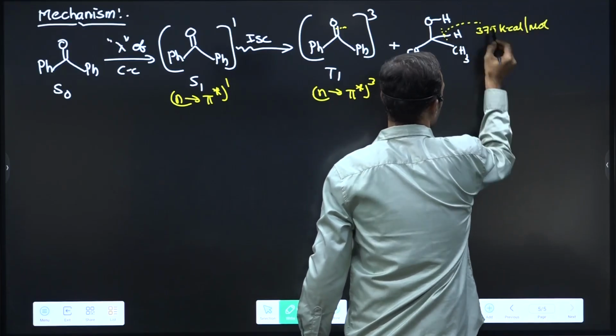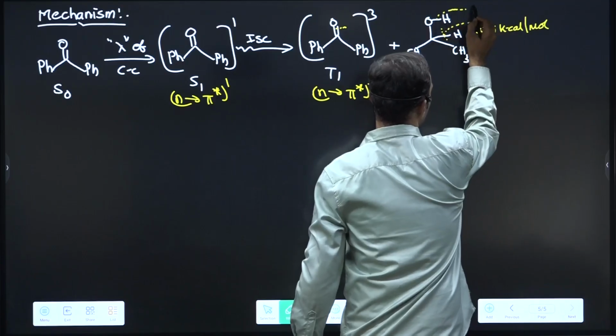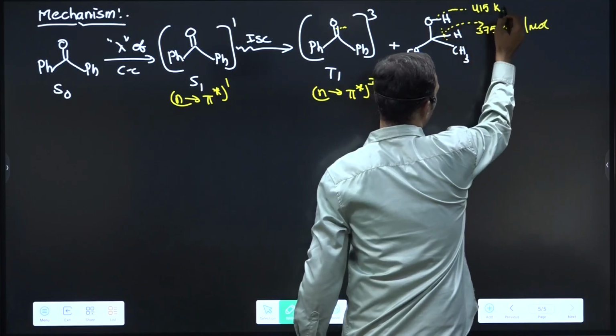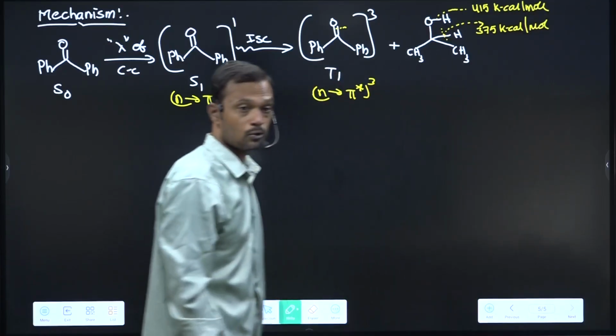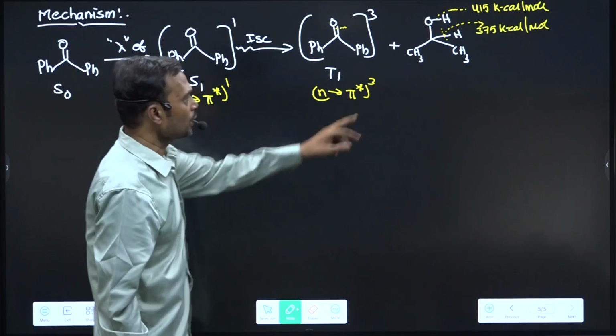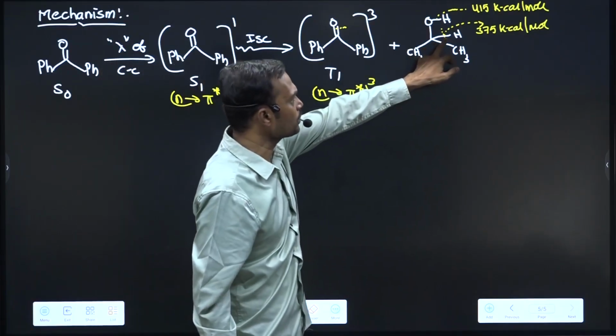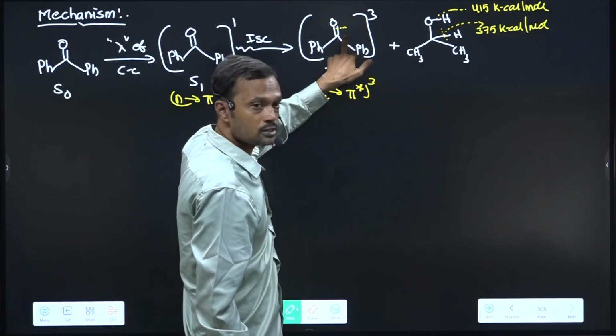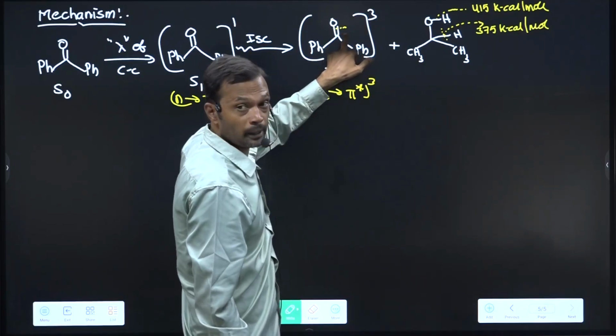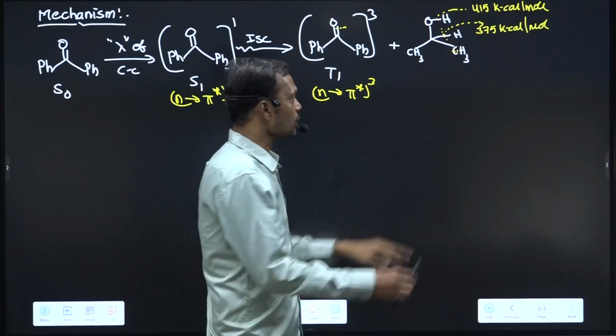Carbon-hydrogen, and here, this required nearly 415 kilocalories per mole. So which energy is less? Carbon-hydrogen. Now this hydrogen is transferred because of low energy to oxygen. Now what is the state of this one? Ground state or excited state? Excited triplet. Now what about this one? Ground state.